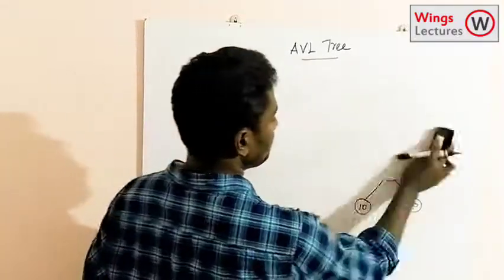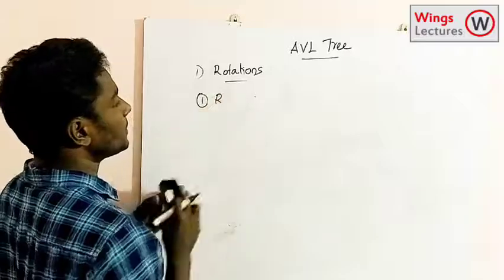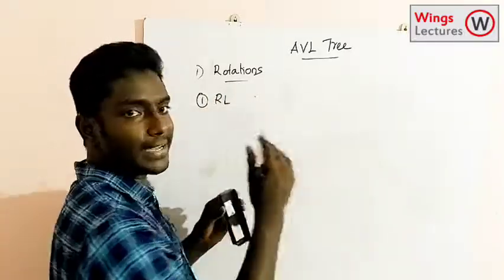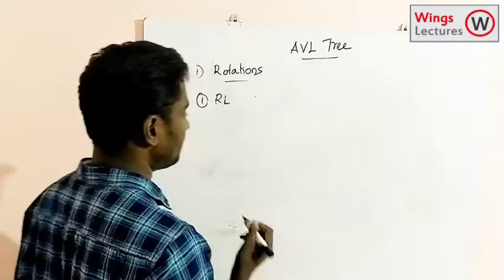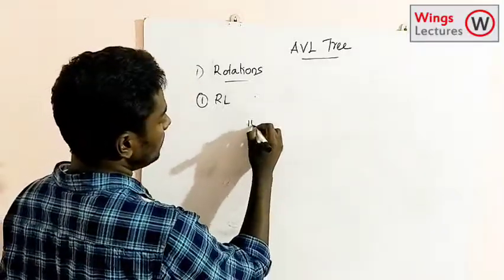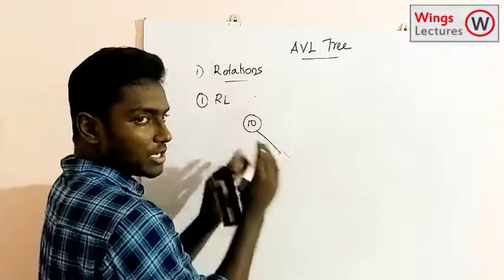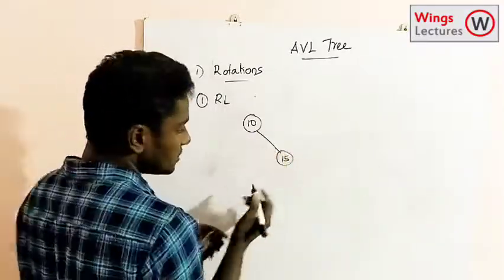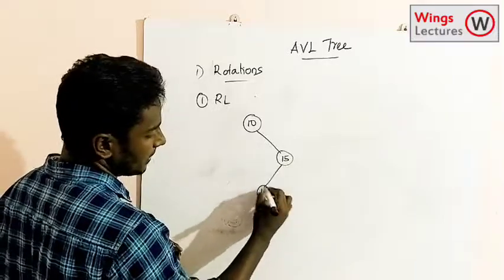Next, right left: travel towards and insert into the right and left subtree. See example 10: first travel towards right and then travel towards left, the value is 11.